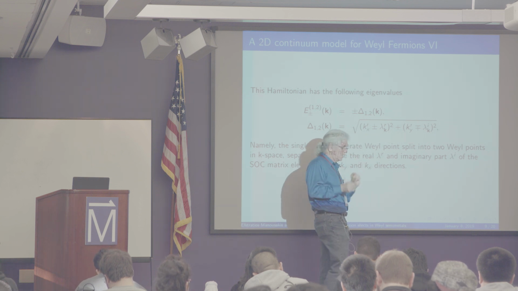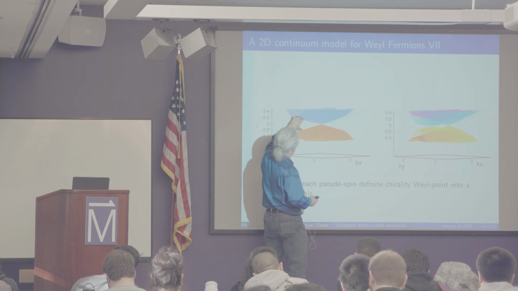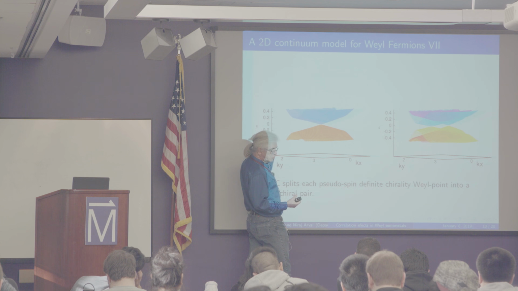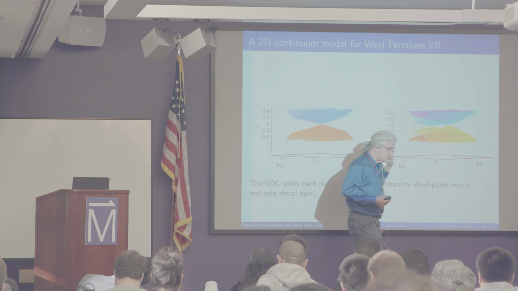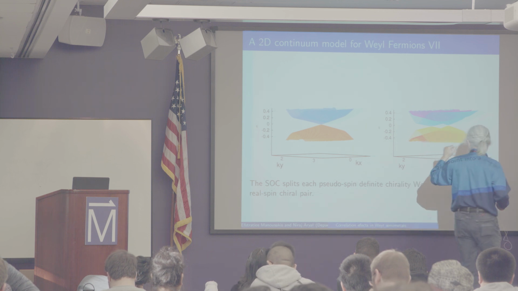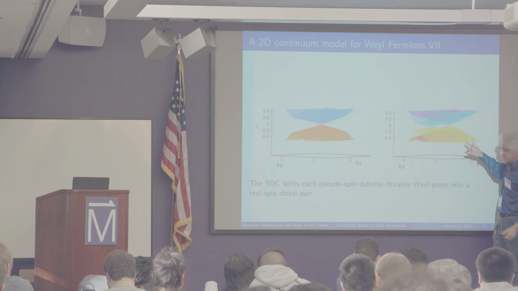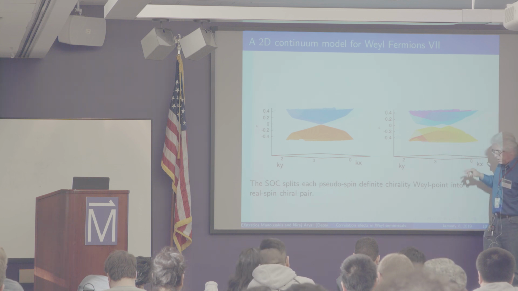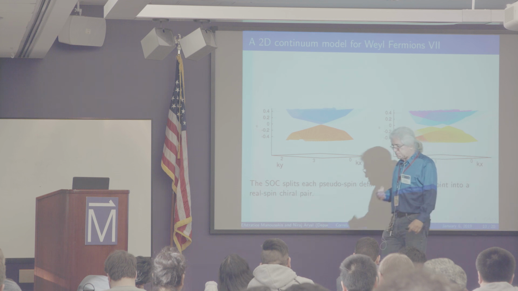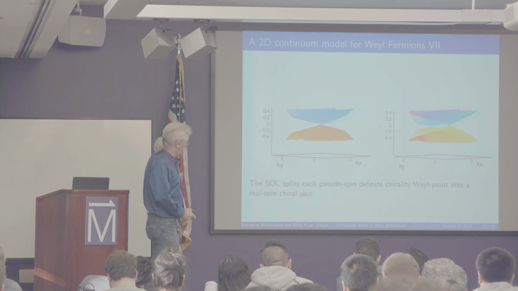So you have one Weyl point, and the other one is over here from pseudo-spin. So this particular one that's partnering in pseudo-spin space with the other guy splits itself because of the spin-orbit coupling and creates a pair of opposite spin chiralities, real spin chiralities, and they split in k space.